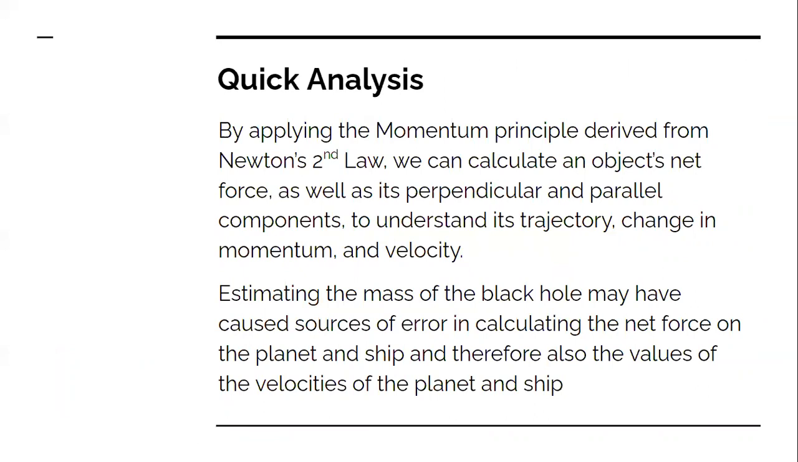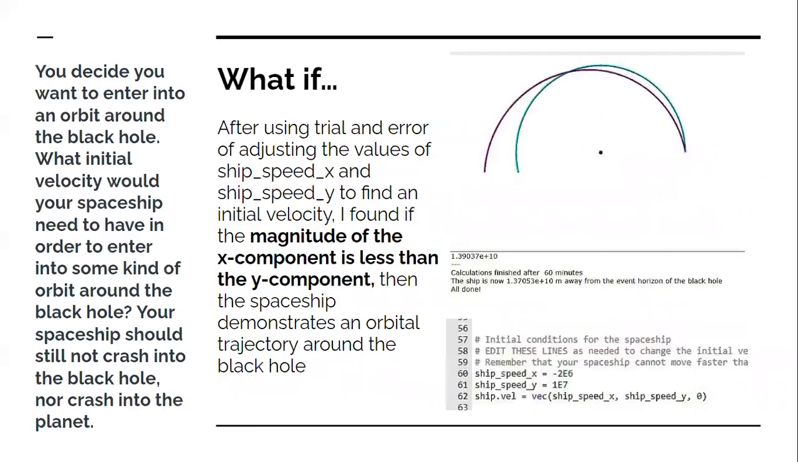And estimating the mass of the black hole could also have caused some sources of error when we calculated the net force acting on the planet and the ship, and therefore also the values of the velocities of the planet and ship, since Newton's second law uses the net force divided by the mass.